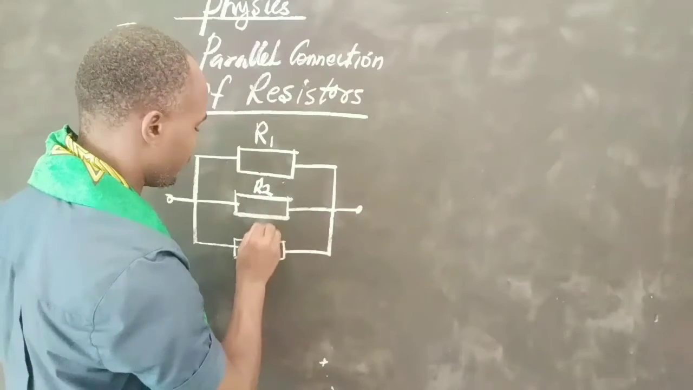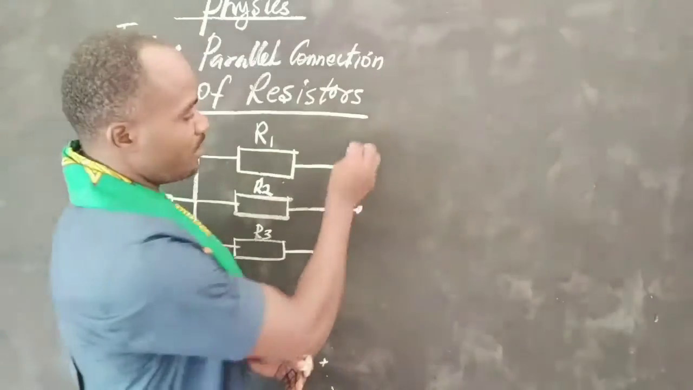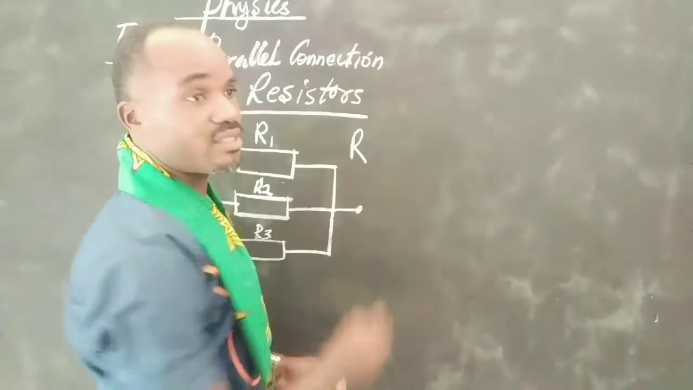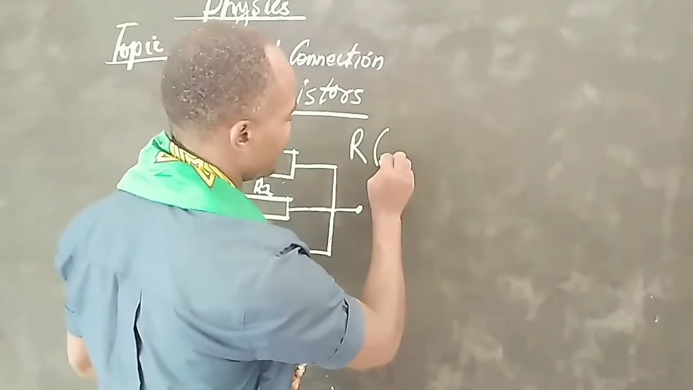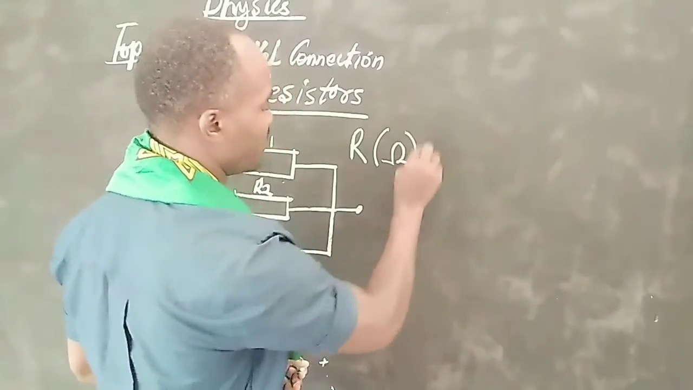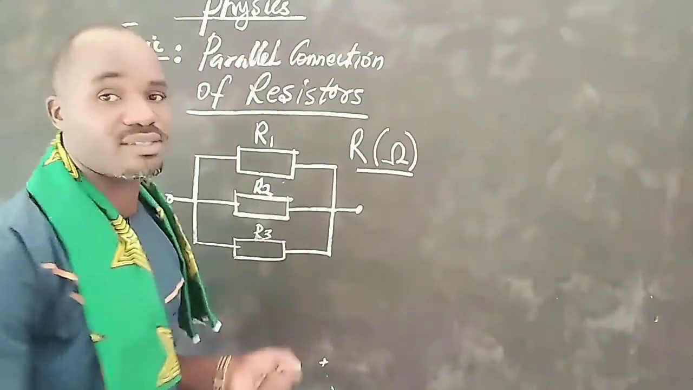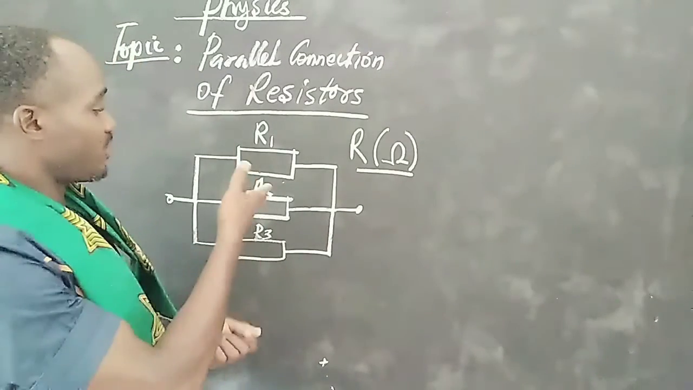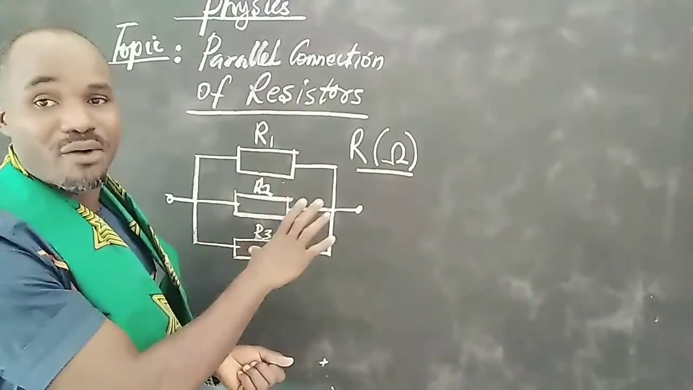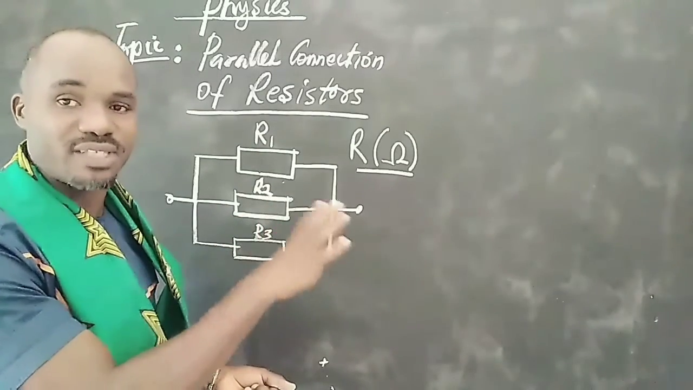R2, and R3. So remember that the letter R represents a resistor, whose resistance is measured in ohms. So that is what it means. With this, we now know that resistors can be connected in what? Parallel. This parallel arrangement of resistors in a given electric circuit.